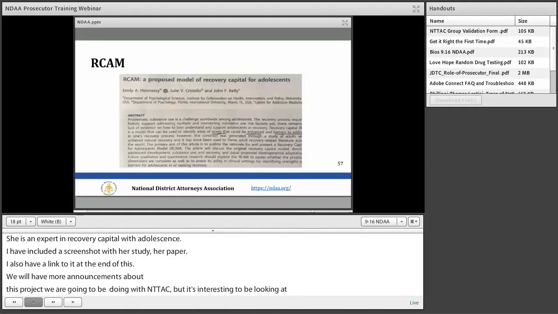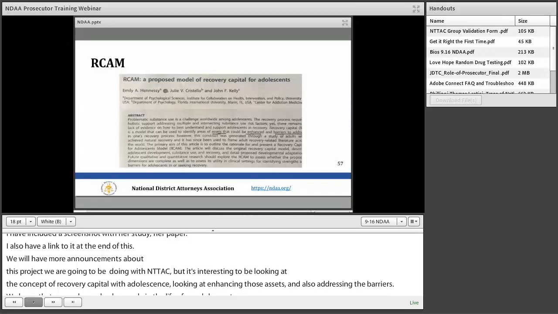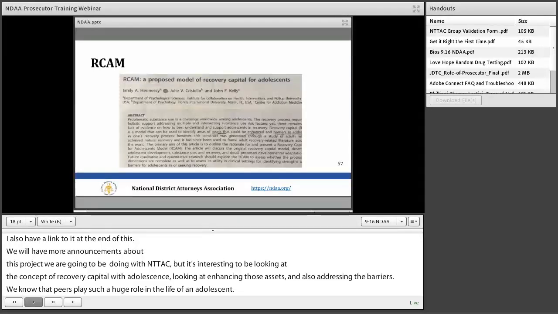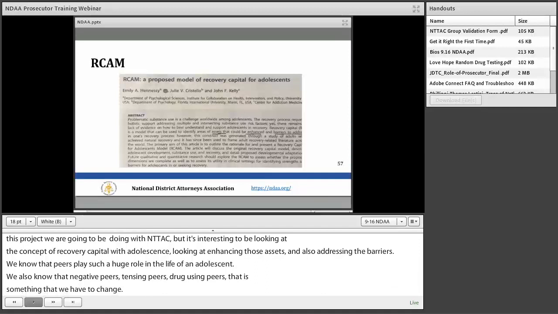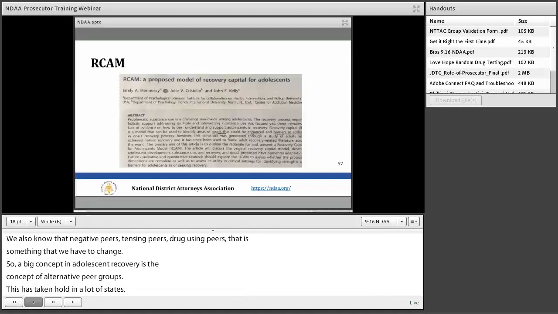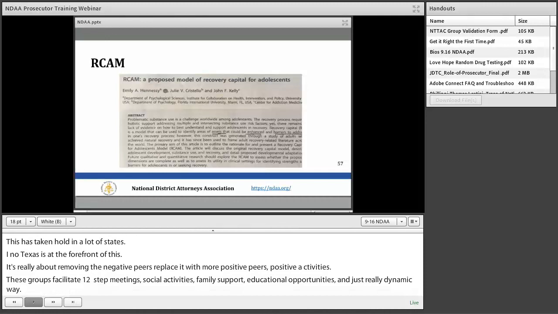And we know that peers play such a huge role in the life of an adolescent. And we also know that negative peers, deviant peers, drug-using peers, are something that we have to change. So a big concept in adolescent recovery is alternative peer groups. This has taken hold in a lot of states, and I know Texas is at the forefront of this. It's really about removing the negative peers and replacing them with more positive peers and positive activities. These groups facilitate 12-step meetings, pro-social activities, family support, educational opportunities, and just really a dynamic way. And the other part is that young people want to have fun. Having them come together and understand that they don't need drugs and alcohol to have fun is a really exciting component of recovery for adolescents.